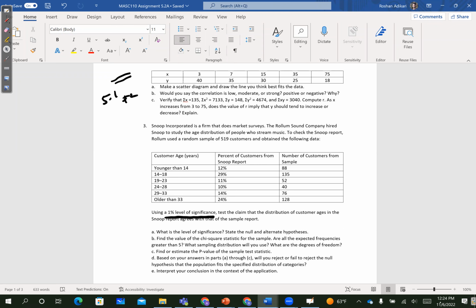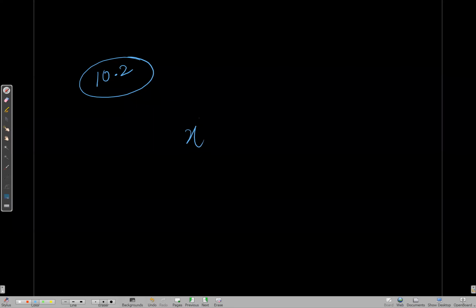The chi-square statistic. Now for that, the chi-square statistic is actually sigma (O minus E) squared over E, where O is the observed frequency and E is the expected frequency.